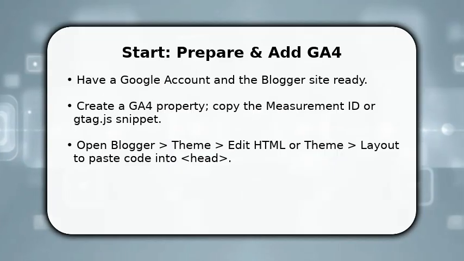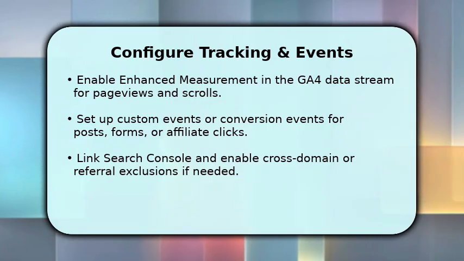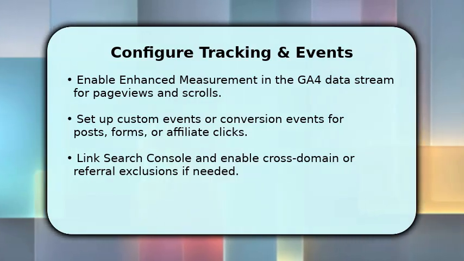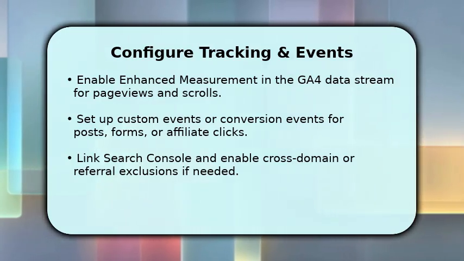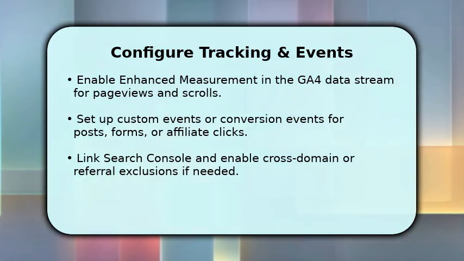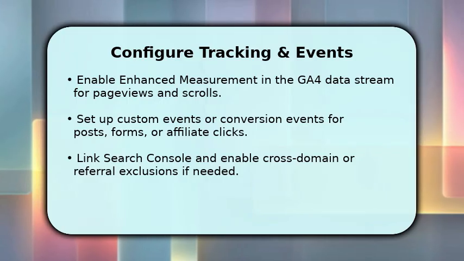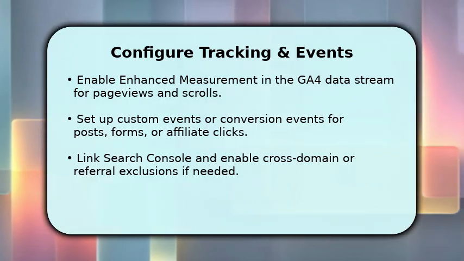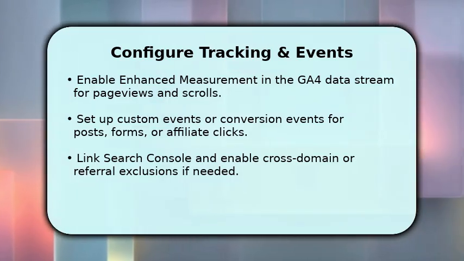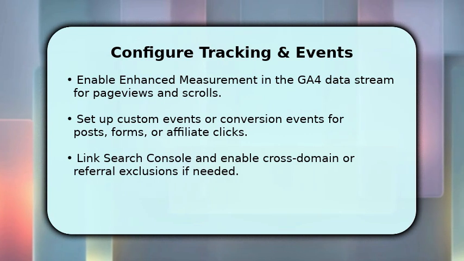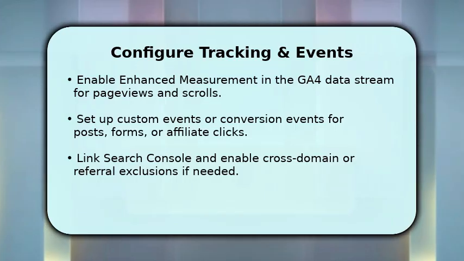Now focus on configuring what you track and why it matters. In the GA4 data stream, enable enhanced measurement to capture page views, scrolls, outbound clicks, and file downloads automatically. Then define any custom events or mark important interactions as conversions, like newsletter signups or affiliate clicks, so you can measure value. Make sure to link Search Console to view organic queries. If you use external domains or payment redirects, add referral exclusions or cross-domain tagging to keep sessions accurate and avoid broken attribution.